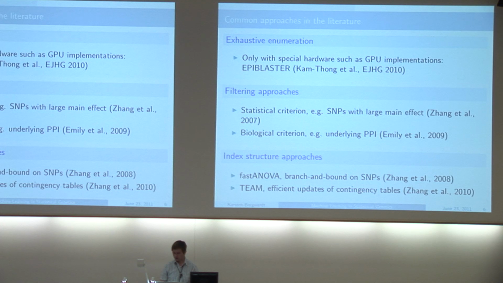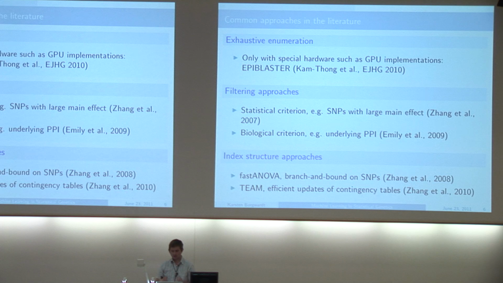In data mining, there were recently new approaches defined for this problem. Two famous ones are FaST-ANOVA and TEAM. Here they use branch and bound techniques to prune away parts of the search space, so to avoid looking at all SNP pairs, or to efficiently update the contingency tables which they need for their statistical tests when they do permutation tests in order to compute p-values for measuring the statistical significance of an association.